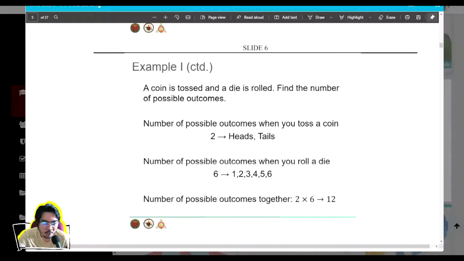Now, if I ask you what is the probability that I get heads on the coin toss and, for example, number 1 on the roll die. Parang ganun. So in this time, instead of asking for the number of outcomes or the number of ways, ang tinatanong ko is probability na.